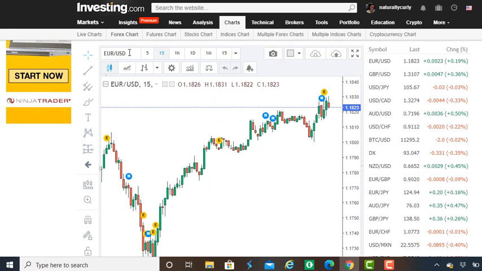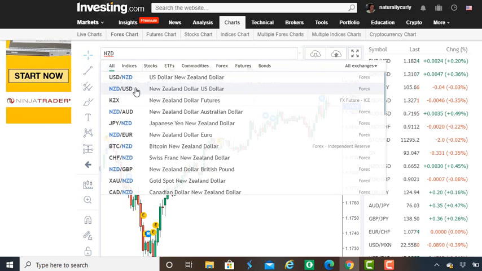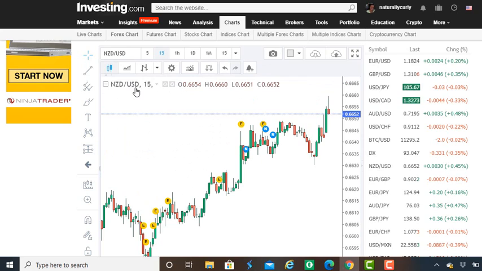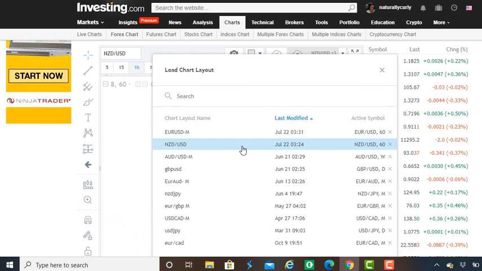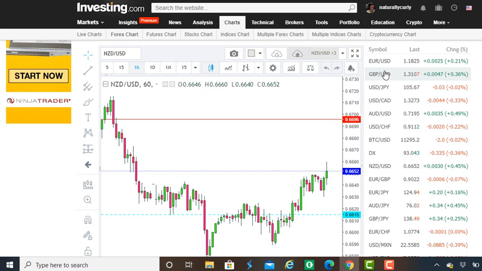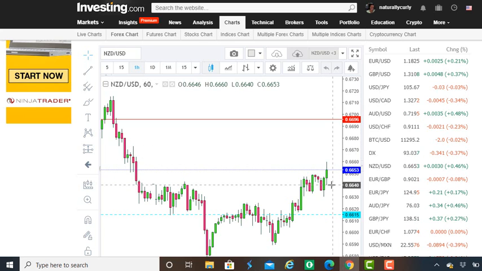NZD USD. And then let's load our chart for this one. All right. So with this particular pair, right now we're at 0.6653.